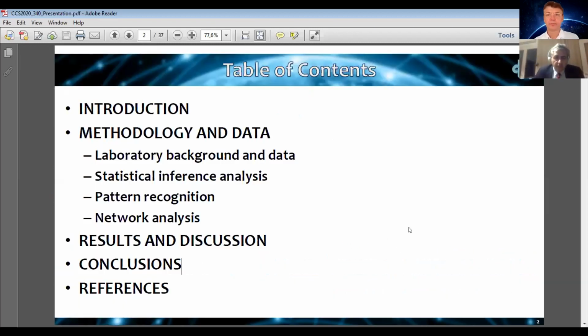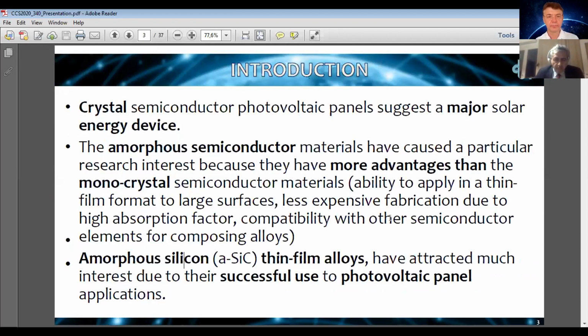As you can see in this slide, there is the table of contents. Of course, we start with the use of, let me abbreviate it as a-SiC:H, hydrogenated thin film alloys. The use of these thin film alloys in PIN photovoltaic components has widely attracted research interest, especially towards optimizing the optoelectronic attributes of these alloys, aiming at the exploitation of a wider range of the spectrum.